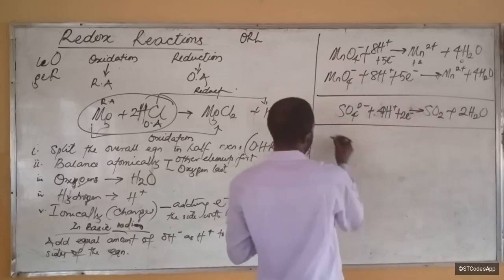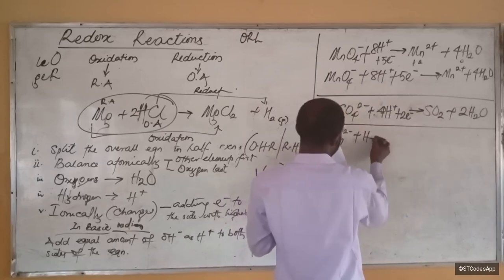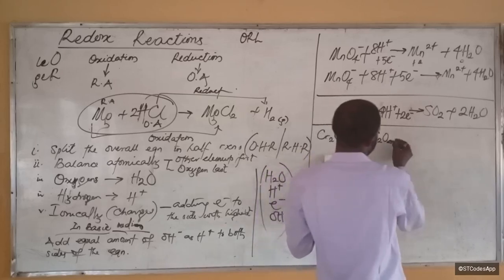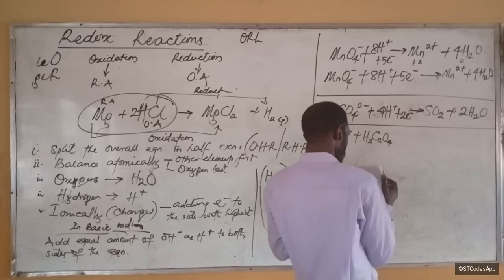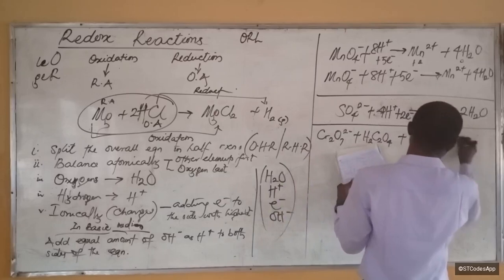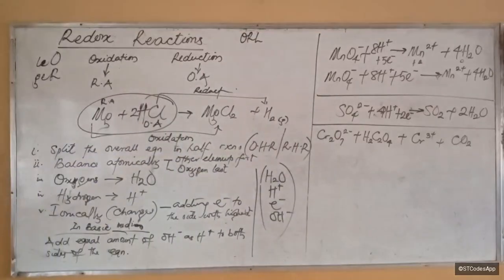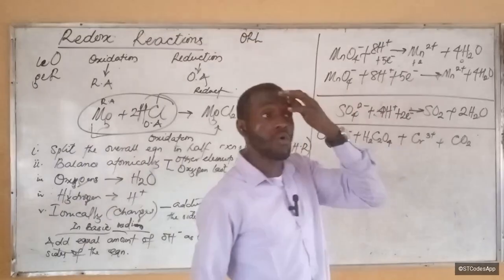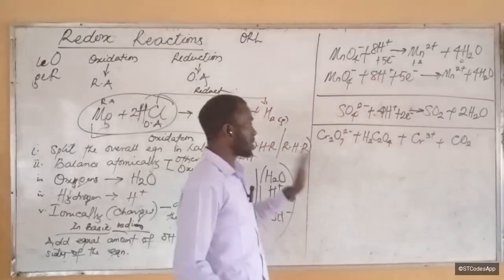There's a fine one here. It says Cr2O7 2 minus plus H2C2O4, C2O4 plus Cr3 plus CO2. Don't worry, after balancing this in acidic medium, I'll show you how to finish it in basic medium. I told you to balance in basic medium with this method, you first go acidic, then you now go basic. Exactly.